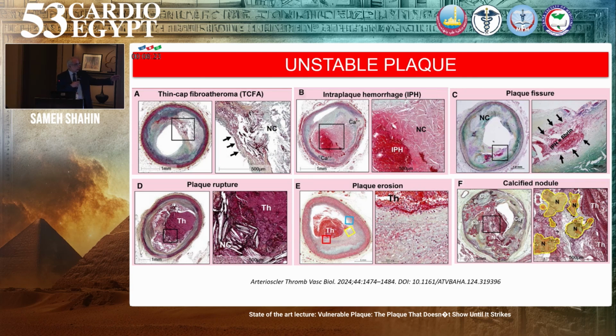It can go into intraplaque hemorrhage. It can go into plaque fissure, plaque rupture, plaque erosion, and now they consider the calcified nodule as one of the vulnerable plaques. So all these complications can occur if we can diagnose this plaque and if we can confirm that this is a high-risk vulnerable plaque.